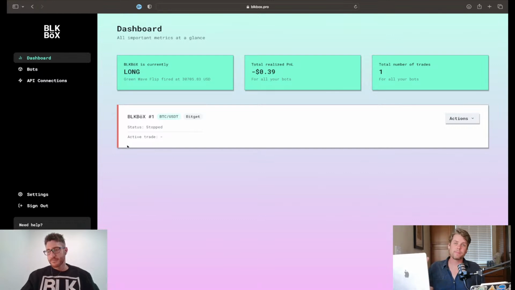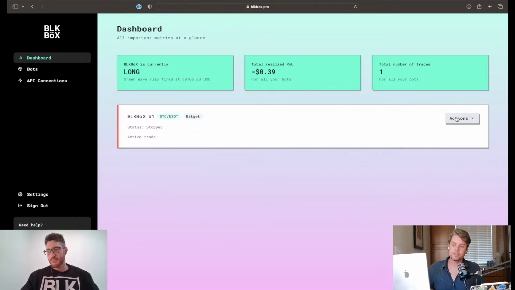is stopped. So when the bot is stopped, it's not looking for signals. It's not going to do anything with your funds. It's not going to deploy capital. It's not going to take profits. It's not going to do anything. But it is set up correctly. So once the bot is set up correctly, it'll show up on your display on your dashboard. And then we can turn the bot on.